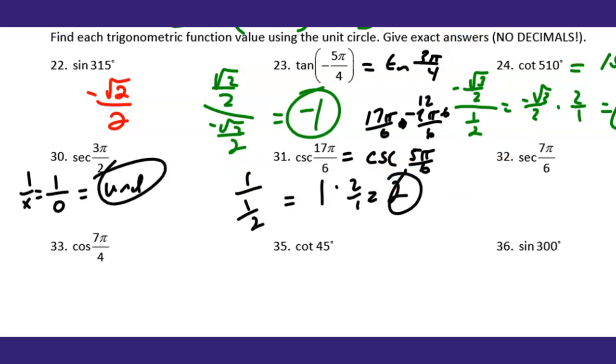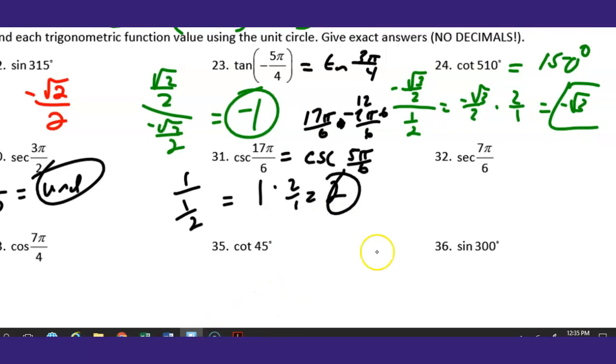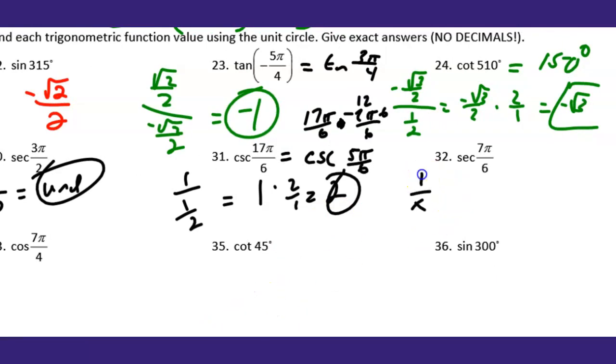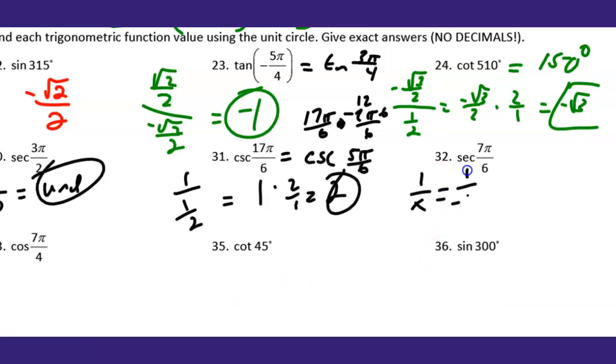Now, this one, secant of 7 pi over 6, that is on the unit circle, and that is 1 over x. So in this case, we have 1 over negative 1/2. And I got that from the unit circle. So that's 1 times negative 2 over 1, which is negative 2. Let's keep going.